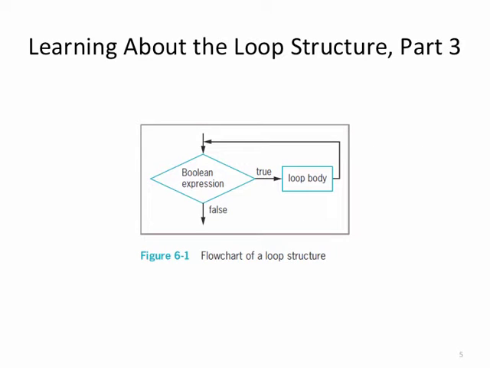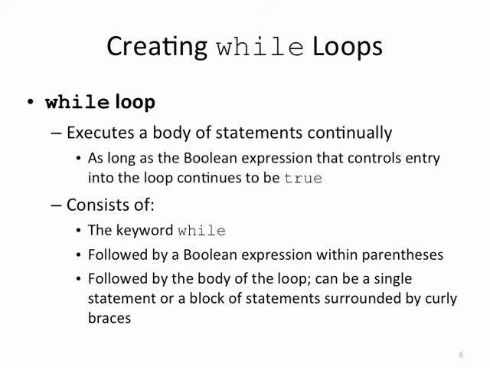Here's what that might look like. In the for loop, in the flowchart, some Boolean expression. If it's true, the loop continues. Otherwise, it continues on with the program. A while loop executes a body of statements continually as long as a Boolean expression that controls the loop continues to be true. We call that the loop control condition.